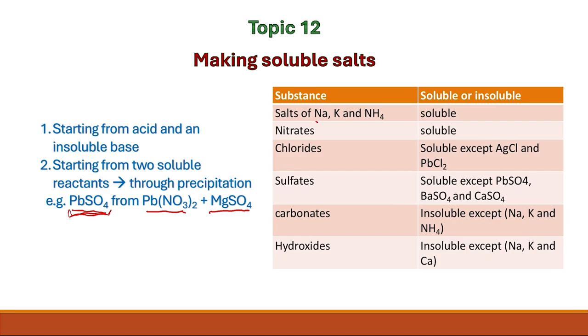So all salts of sodium, potassium, and ammonium are soluble in water. All nitrates are soluble. Chlorides, all soluble except silver chloride and lead chloride. Sulfates are soluble except lead sulfate, barium sulfate, and calcium sulfate. Carbonates are all insoluble except sodium, potassium, and ammonium. Remember that we said sodium, potassium, and ammonium, all their salts are soluble. Hydroxides are all insoluble except sodium, potassium, and calcium.